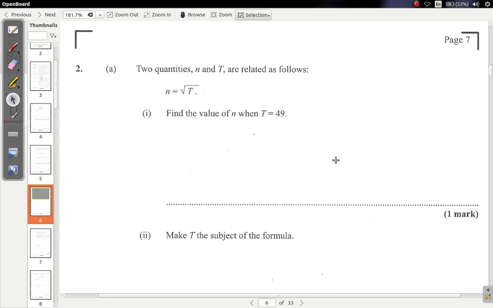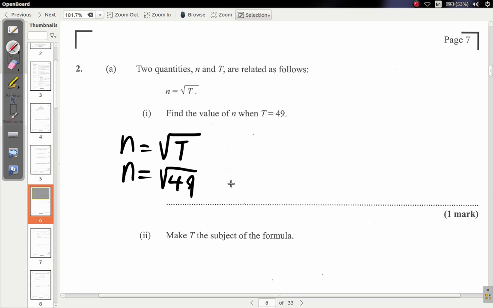So this is what I'm going to say. They say n equals the square root of t. When t is 49, n is what? So n equals the square root of 49. What is the square root of 49? Well, the square root of 49 is 7.